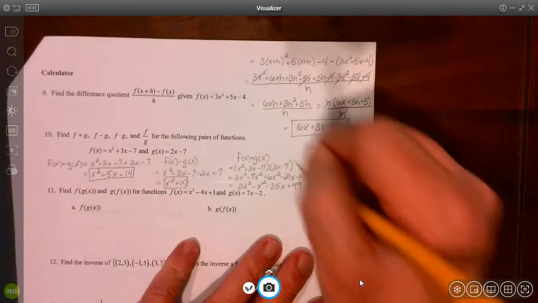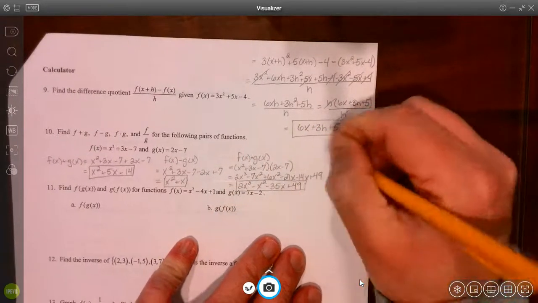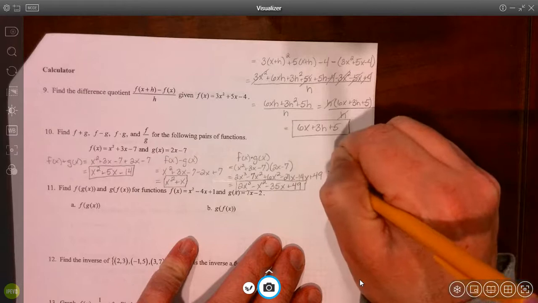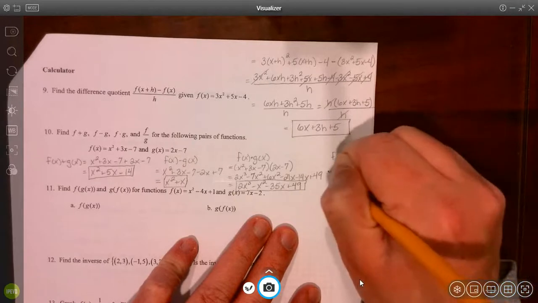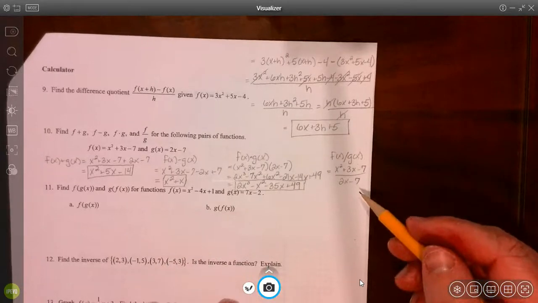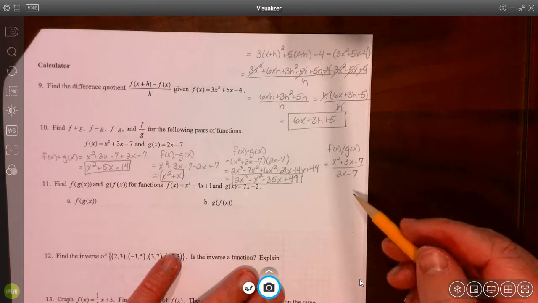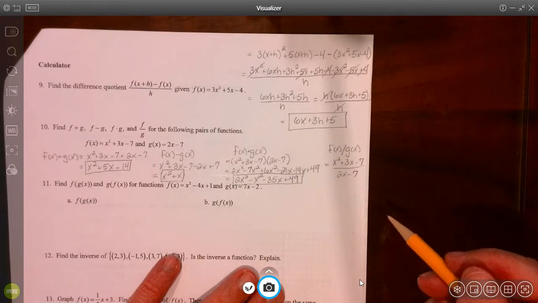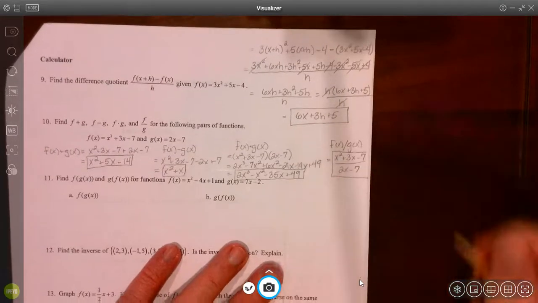All right, and then last but not least, division. So f of x divided by g of x. This will just equal x squared plus 3x minus 7 over 2x minus 7. Remember, you can only simplify these if you can factor the top, factor the bottom, and something cancels. You can't just randomly start canceling things just because you think it looks like you should be able to. That's definitely not how it works. All right, this is it. We can't do anything here, so we're done.